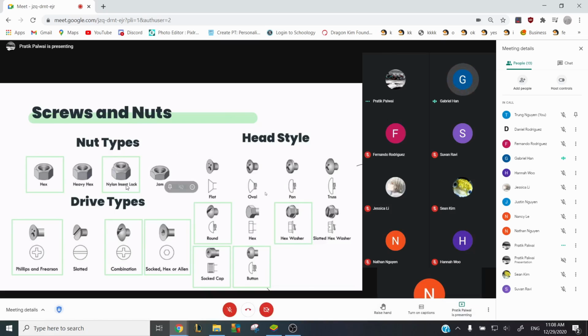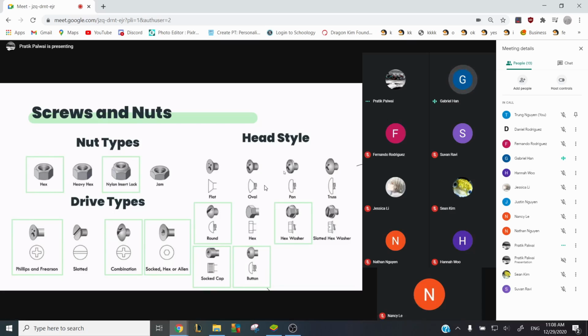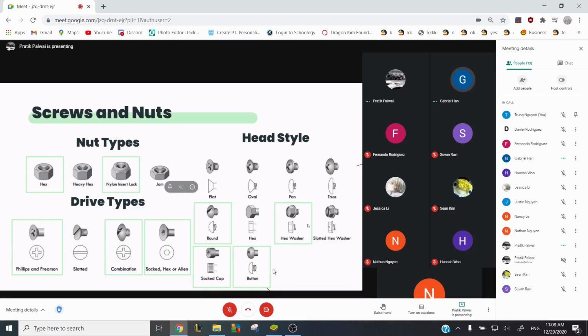From your drive type, you have your normal Phillips drive type, which is probably what you guys mostly know or use. And you have a combination one, which is a combination of Phillips and slotted. Then you have your socketed or hex one, which is used with what I said earlier, the Allen keys. And then the different head styles, you can have rounded, you can have a hex, socketed cap, and also button. Button, I think we use a lot in our elevator, and that's also usually an Allen.